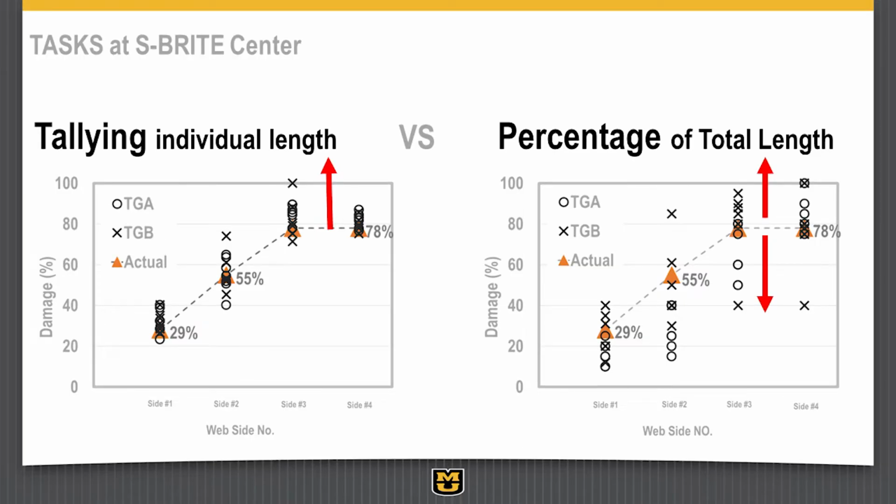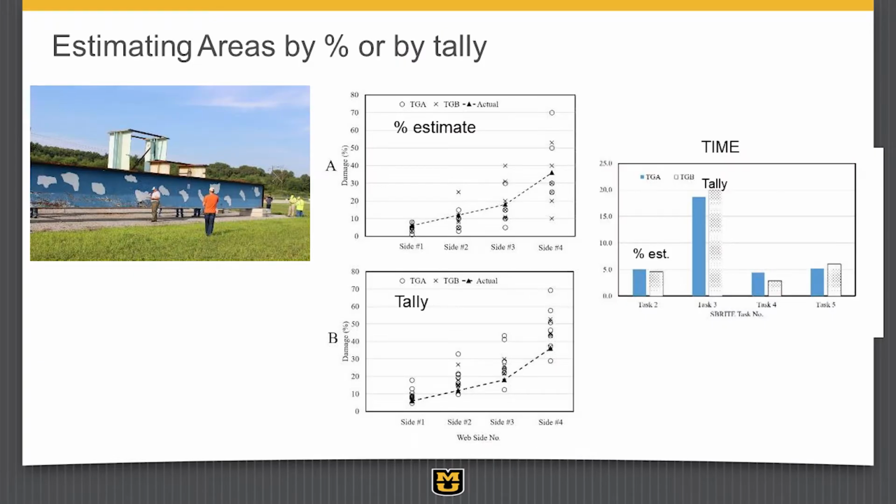We also did this for lengths, for things like a girder where you do linear feet of length. Similar results, right? Tallying usually overestimates the amount. Just guessing at the percentage gives you a little bit closer estimate, or closer average, because you get both above and below. Now, the other thing about this is if you look at the time shown in this graph on the right, it's around 5 times as much time to tally it as it does to just write a percentage estimate. And so the time required is a lot more significant for that.